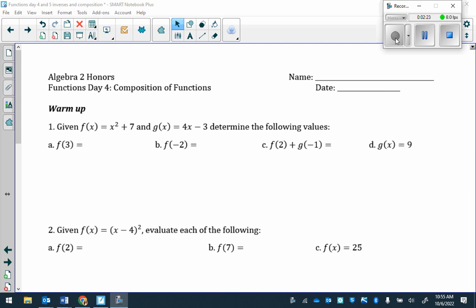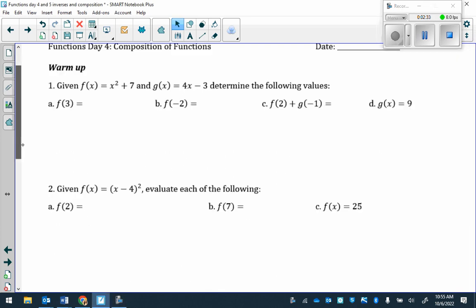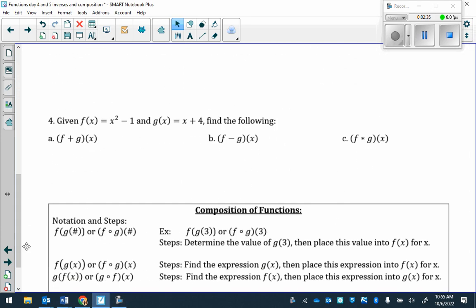Okay, so this whole part, number 4. We have 2 functions, f of x equals x squared minus 1, and g of x is x plus 4. So this notation means f of x plus g of x. Okay, it means the same thing. All right, so f plus g of x means f of x plus g of x.